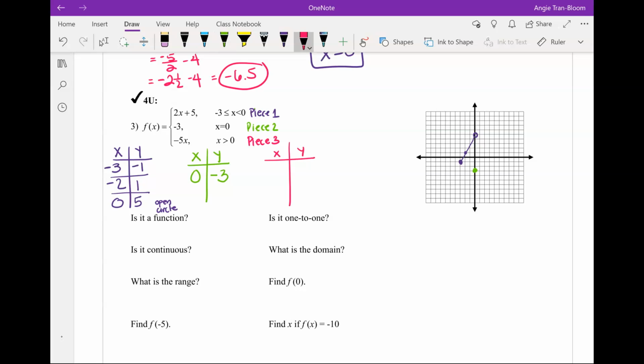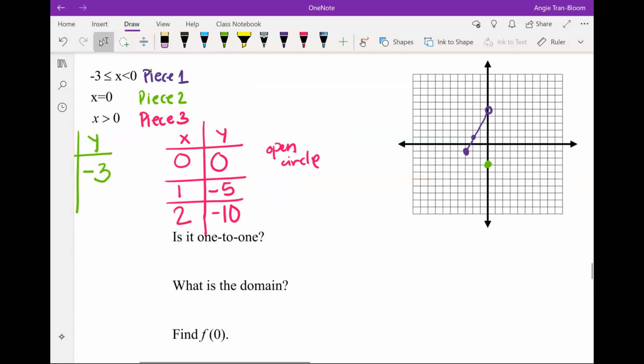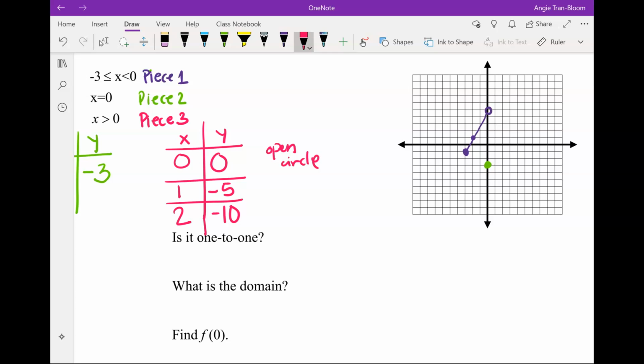Now, piece number 3, you will start with what value? 0. And you would know that's going to be an open what? Open circle. Then we're going to pick 2 more values that are bigger than 0. So what values did you pick that are bigger than 0? 1 and 2 sound gorgeous. The outputs are -5 and -10. Yes or no? Okay, here we go. Open circle at 0, 0. Then 1 is down at -5, and 2 is now -10. Ray or segment? Ray, okay.